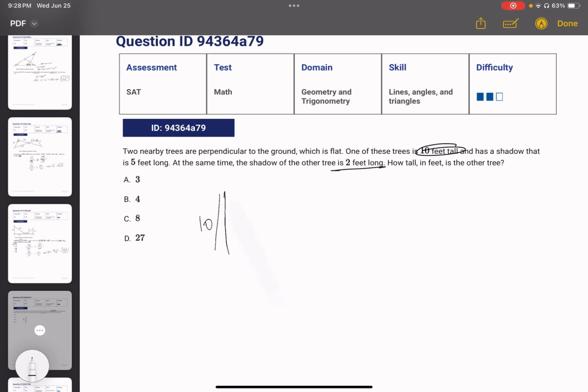And it creates a shadow that is 5 feet from the ground. And now we have another tree that is much shorter. Or not 2 feet tall, sorry. A tree that creates a shadow 2 feet from the ground, or 2 feet long. And we need to find how long this is.